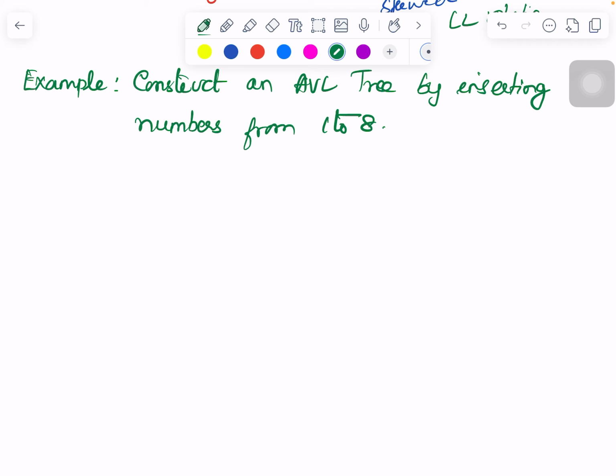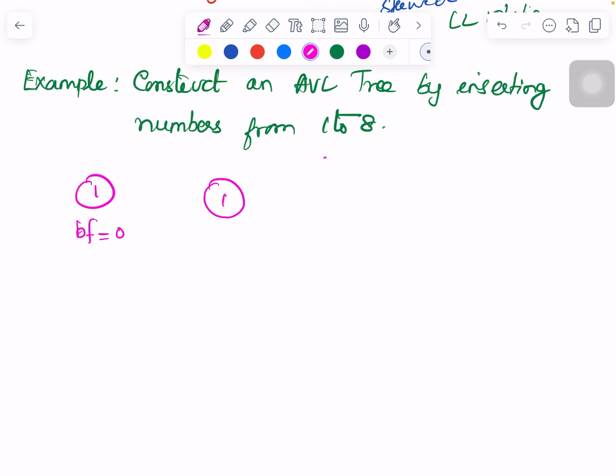Okay, so let us do it one by one. Whenever the node is violating the property of a balancing factor, then we are supposed to perform the rotations. Fine. So let us start drawing it step by step. Step 1, first we have inserted node 1. Now find out the balancing factor. No left, no right, so it is 0. Now we'll insert the node 2.